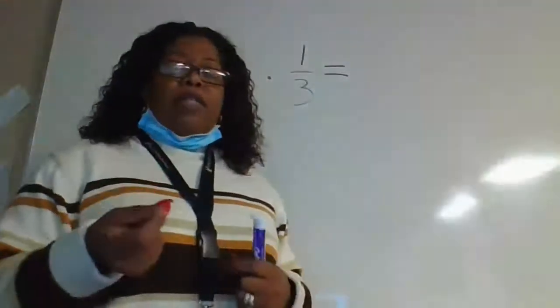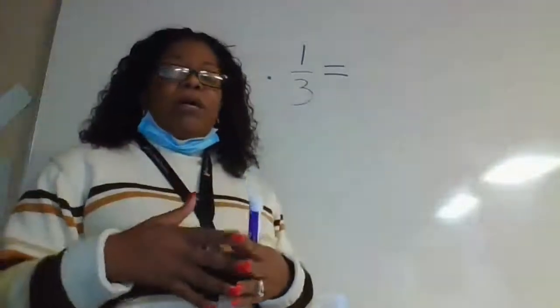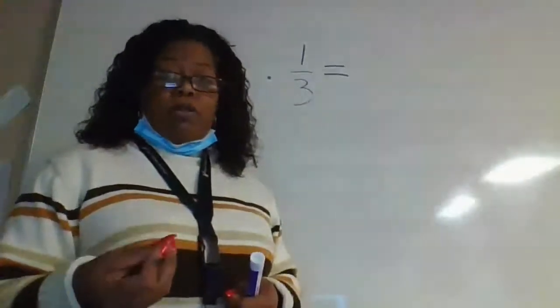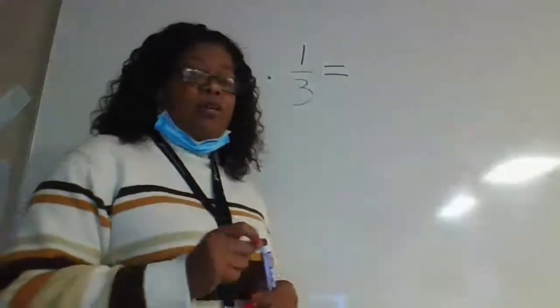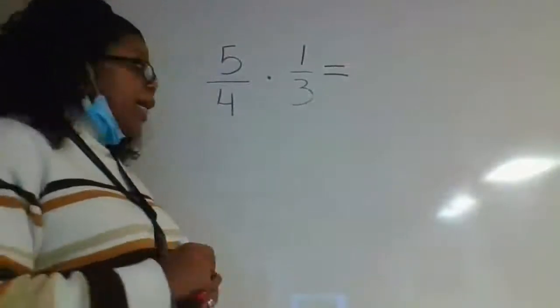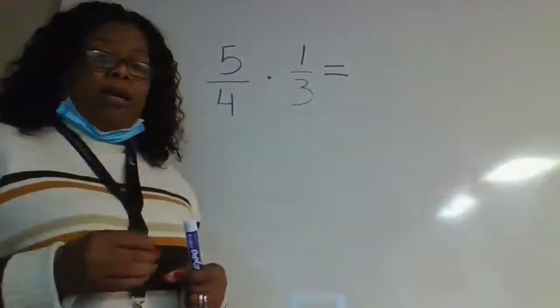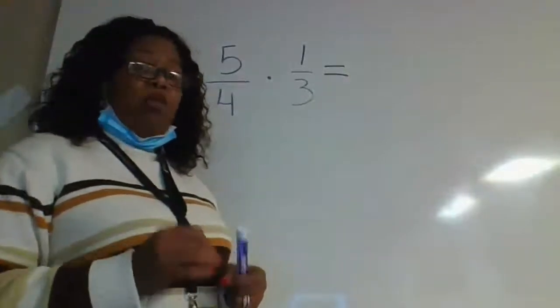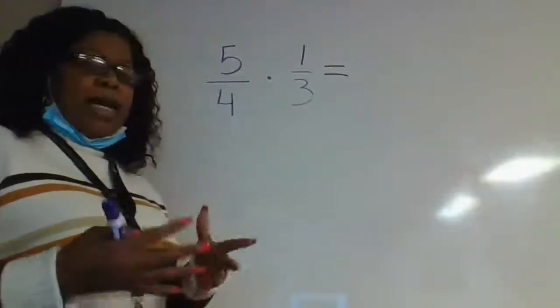Oftentimes when we're talking about fractions and multiplying them, we hear the term cross multiply. Here's what I need you to remember. Cross multiplying means that we are multiplying diagonally. When we are multiplying fractions, we do not cross multiply. Here is what that looks like in context.